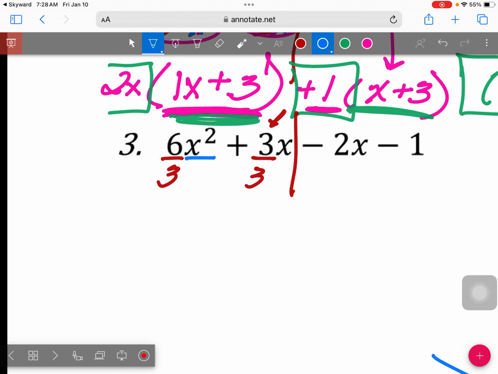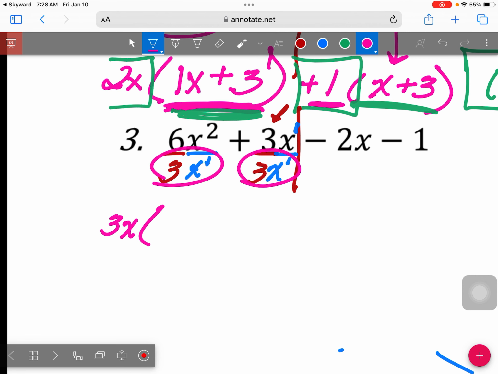Then I look at x squared and x. This is an x to the first. How many x's can I take from both equally? Excellent. That is x to the first and x to the first. I don't have any other variables, so this is my greatest common factor. Bring it out front.